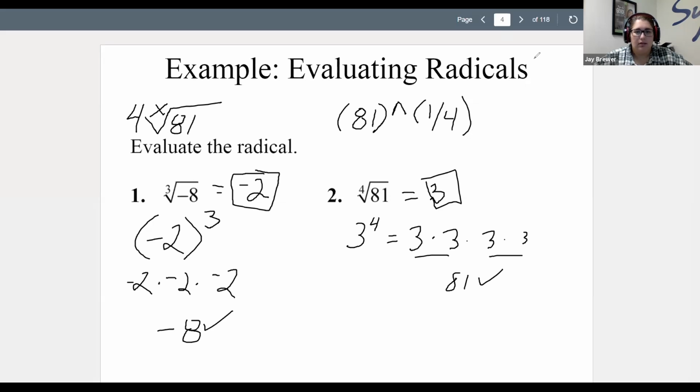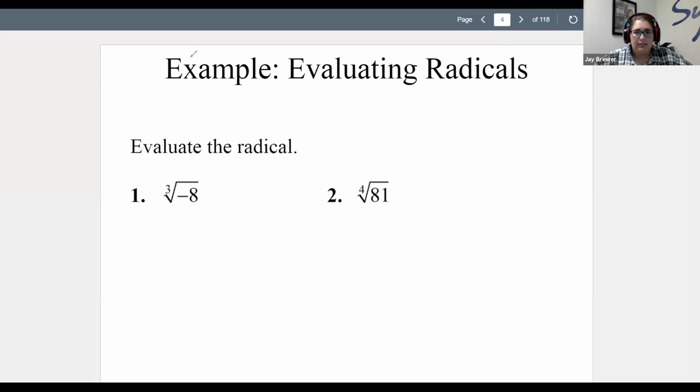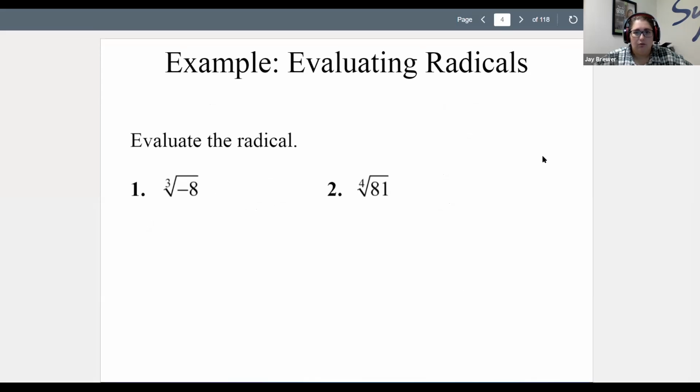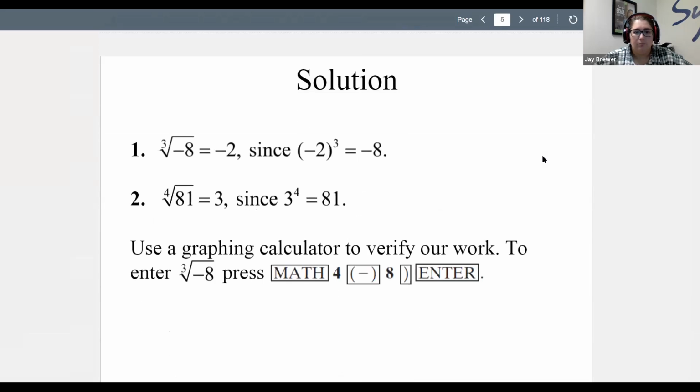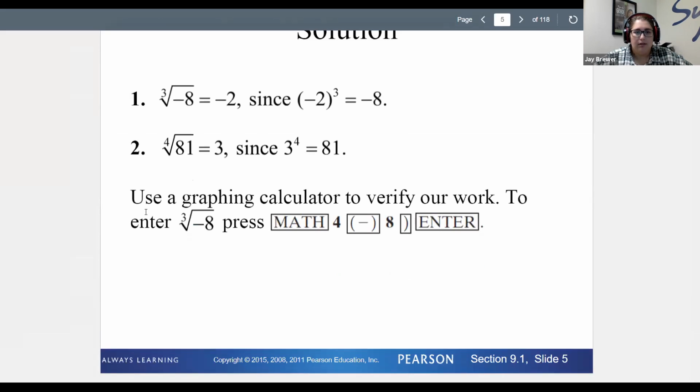Any questions on this type of problem? Okay. You by all means can solve them with your calculator or with a calculator online. Oh, and look, they were nice enough to also show you how to put it in your calculator. Pretty cool.